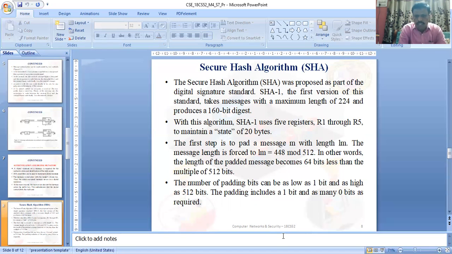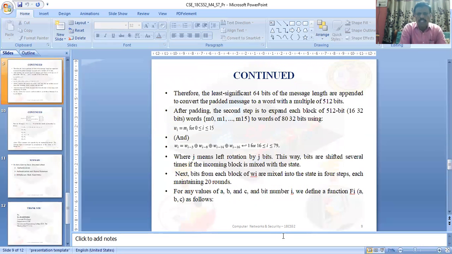The padding includes a 1 bit and as many 0 bits as required. Therefore, the least significant 64-bit length is appended to convert the padded message to a word with a multiple of 512 bits. After padding, the second step is to expand.